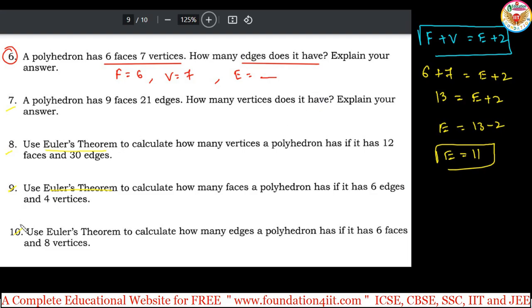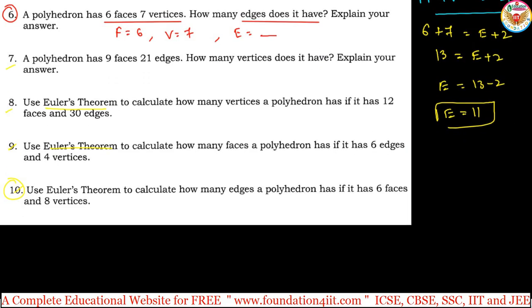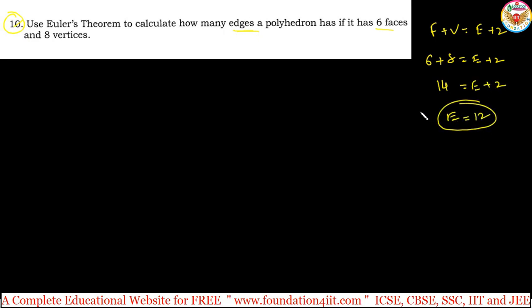For example, the 10th question. They are asking Euler's theorem only. Euler's theorem is f plus v is equal to e plus 2. Using this theorem, calculate how many edges for the shape having 6 faces. So 6 plus vertices 8 is equal to e plus 2. This is 14 is equal to e plus 2. Then e is equal to 12, right? Edges is 12. So Euler's theorem we can apply, especially in this worksheet.